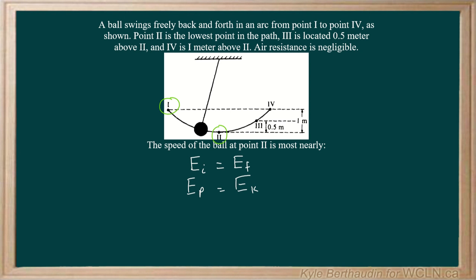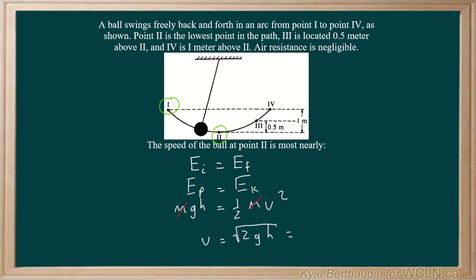All right, so let's substitute in the equations for potential and kinetic energy. We have mgh for potential and a half mv squared for kinetic. Our masses are going to cancel, and we can just solve for the velocity. Multiply everything by 2 and then take the square root. So we'll have 2gh all square rooted.